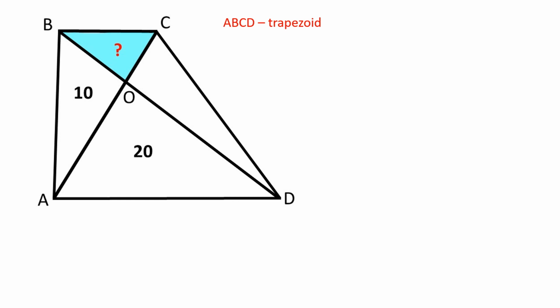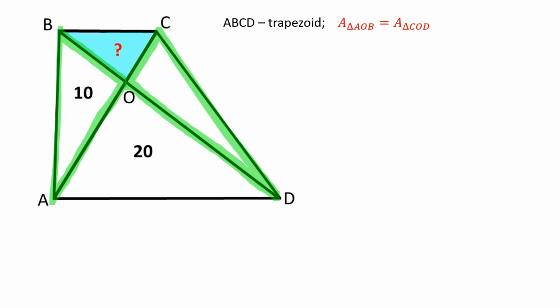ABCD is a trapezoid. The diagonals of a trapezoid divide the trapezoid into 4 triangles, and the triangles adjacent to the trapezoid sides have the same area. The area of the triangle AOB is equal to the area of the triangle COD.